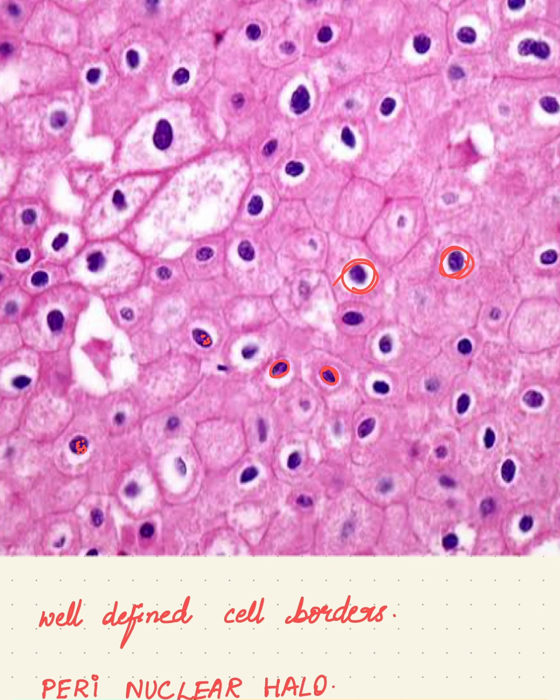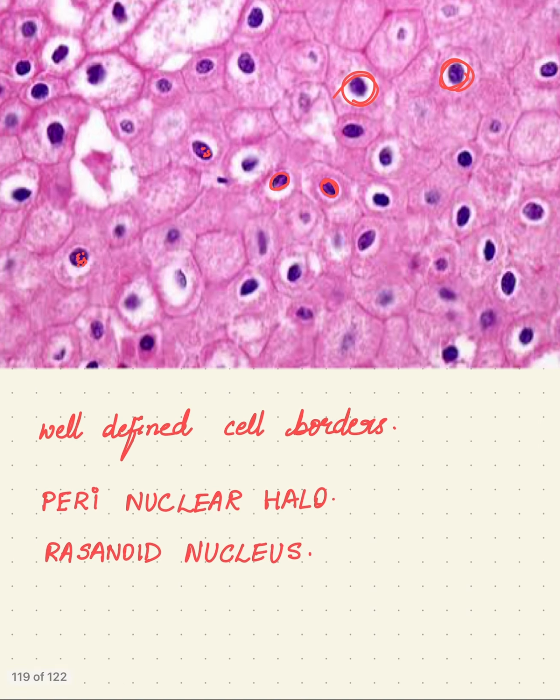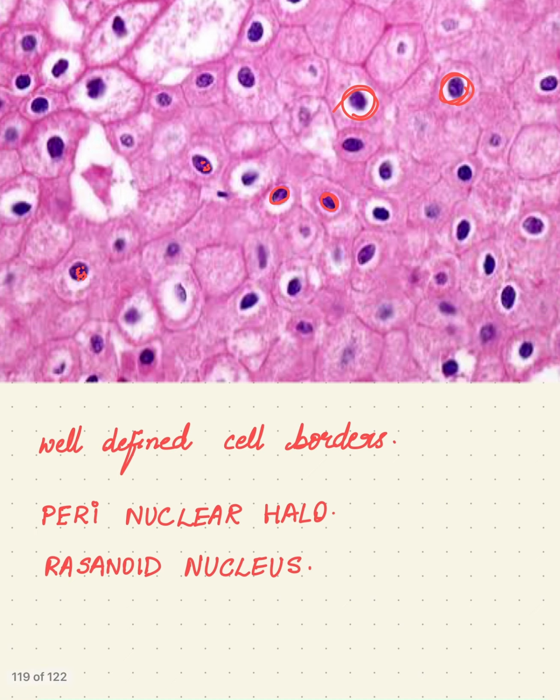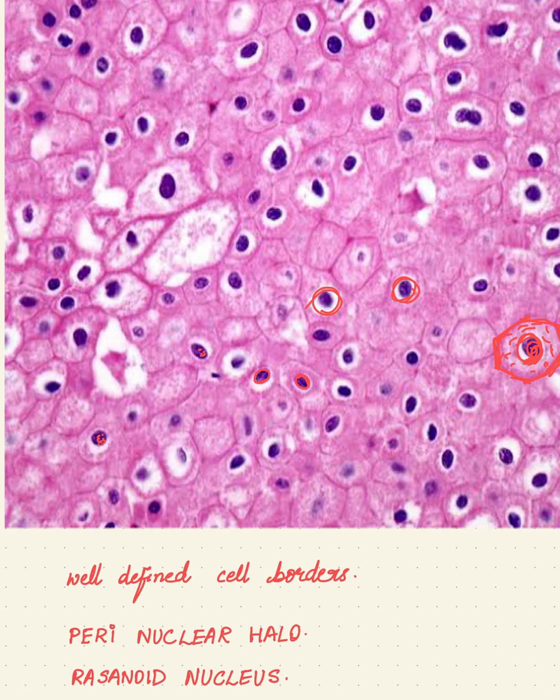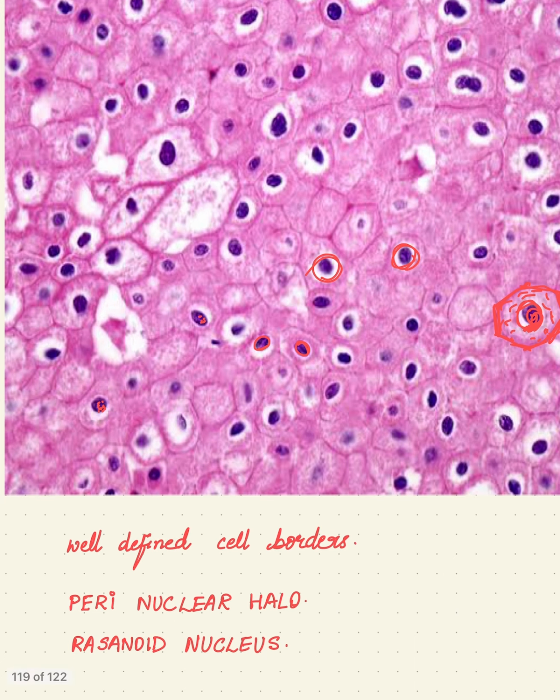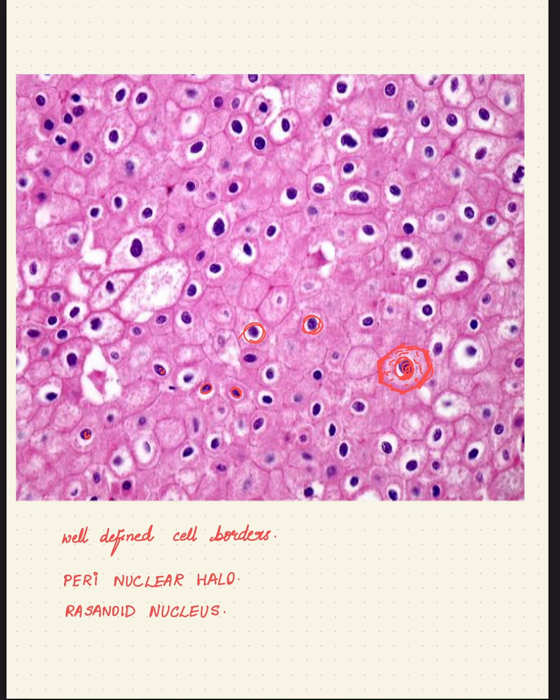It looks like a raisin, the kishmish, the dry fruit. It has shrunken skin. In the same way, the nucleus is shrunken. It gives you the appearance of a raisin. Hence, it is called a raisinoid nucleus. Well-defined cell borders with a perinuclear halo and a nucleus giving the appearance of a raisin are extremely characteristic of the chromophobe variant of RCC.